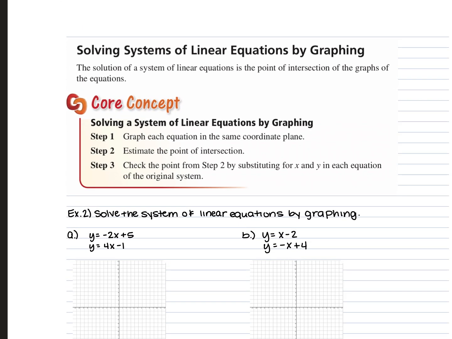Next, we're going to be solving systems of linear equations by graphing. The solution of a system of linear equations is the point of intersection of the graphs of the equations. So where our two graphs intersect, that is our solution, and it's always going to be a coordinate point. Step 1 is to graph each equation in the same coordinate plane. Step 2 is estimate the point of intersection, and step 3 is to check the point from step 2 by substituting for x and y in each equation of the original system.